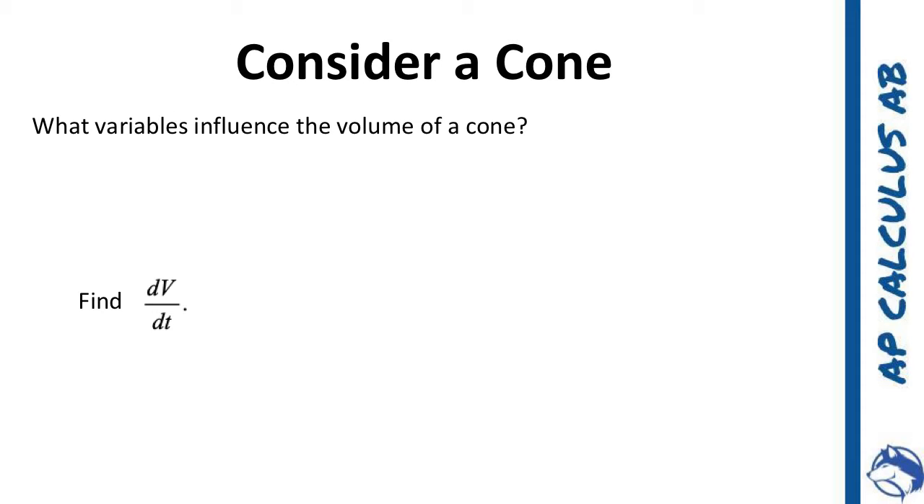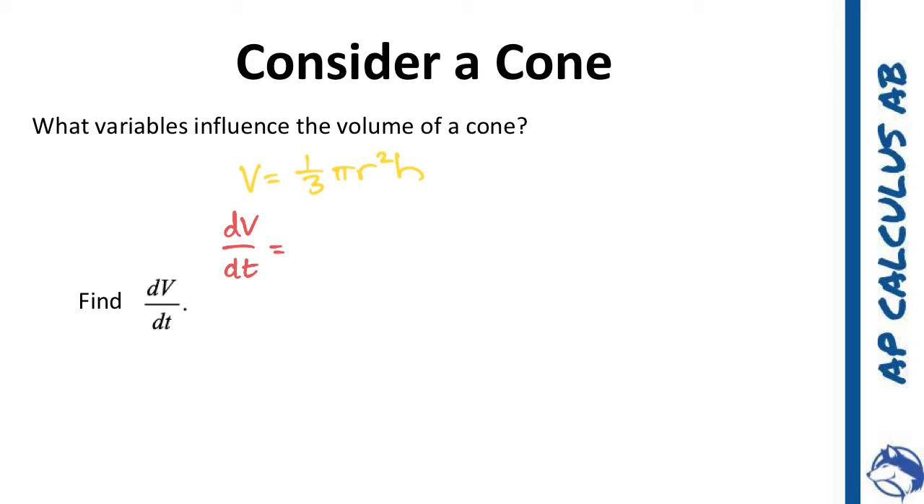All right, so now if we were to consider a cone, what variables influence the volume of a cone? Well, we know that the volume is equal to something with the radius and something with the height. And so this is 1/3 pi r squared h, our volume of a cone. So if I want to find dV/dt, I just start taking the derivative. Well, the derivative of V is dV/dt.